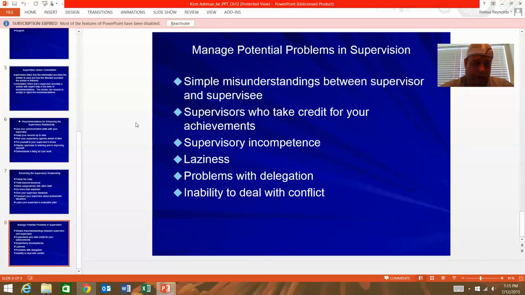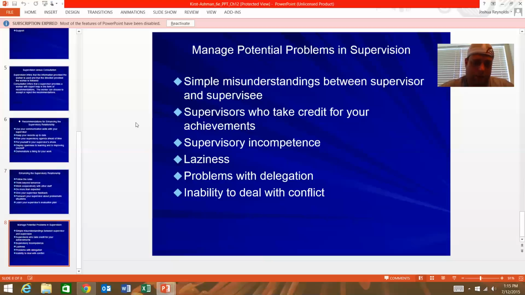Sometimes supervisors will take credit for your achievements. I'd say don't worry about that. Cream rises to the top. I've had that happen too, but over time, people will know about quality. So I've always tried to give credit to other people who work on things, even if I did do more work. Don't worry about that. Supervisory incompetence and laziness, not a lot you can do about that. Just do your best. Find a mentor outside of the organization that you can talk to. Make sure that you're staying ethical with the way that you handle that stuff.